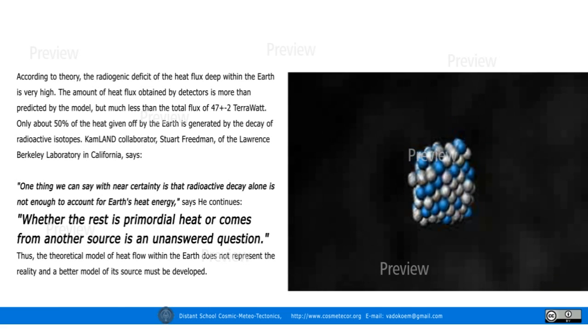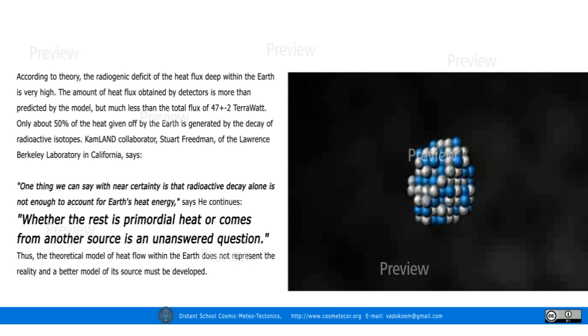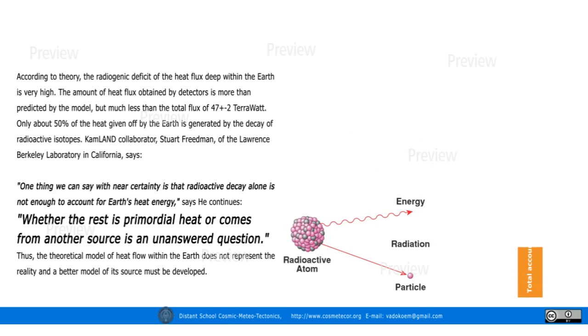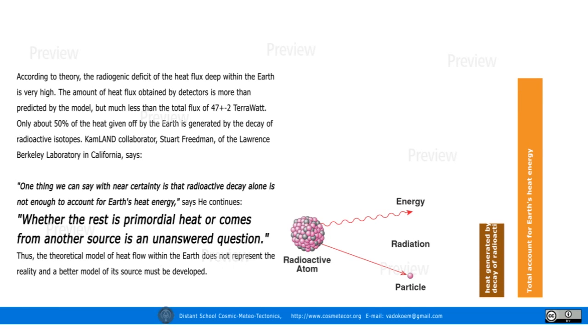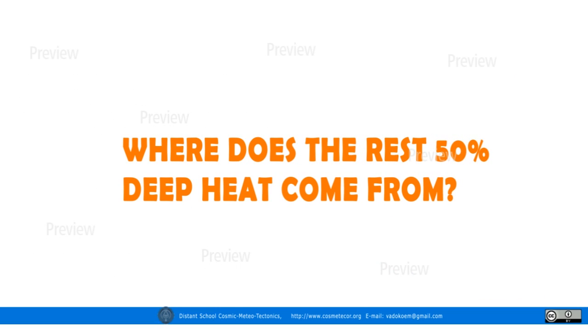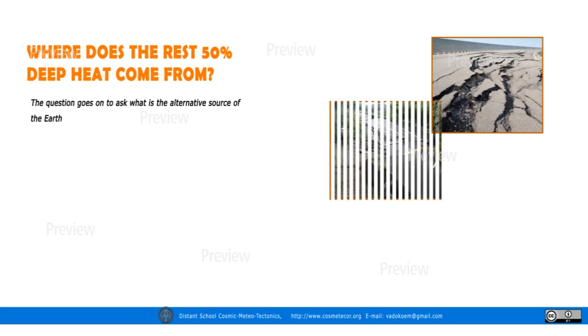KamLAND collaborator Stuart Freedman of the Lawrence Berkeley Laboratory in California says, "One thing we can say with near certainty is that radioactive decay alone is not enough to account for Earth's heat energy." He continues, "Whether the rest is primordial heat or comes from another source is an unanswered question." Thus, the theoretical model of heat flow within the Earth does not represent reality, and a better model of its source must be developed. The question goes on to ask, what is the alternative source of the Earth's interior heat energetics?